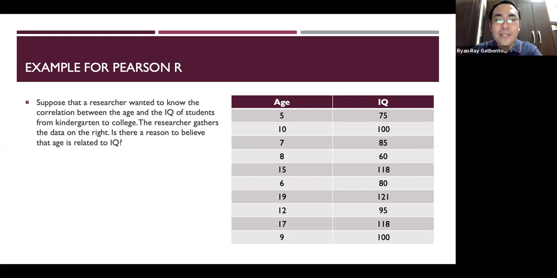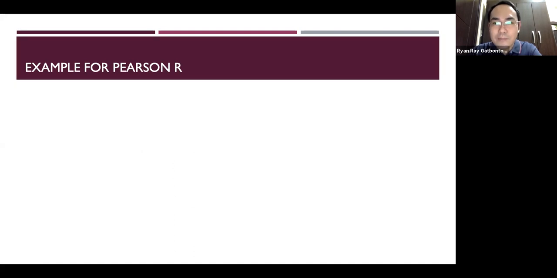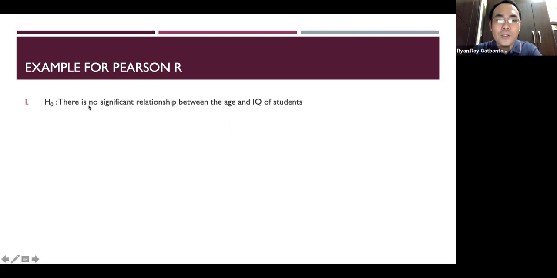Now, if this is a non-directional hypothesis, we can say that we will be using a two-tailed test. So using the 7 steps in hypothesis testing, first we establish the null hypothesis, which is that there is no significant relationship between the age and IQ of students. We say that this is a null hypothesis because we establish that there is no relationship, or that these two variables are equal. The second step is to set our level of significance. In this case, we set it at 0.05.